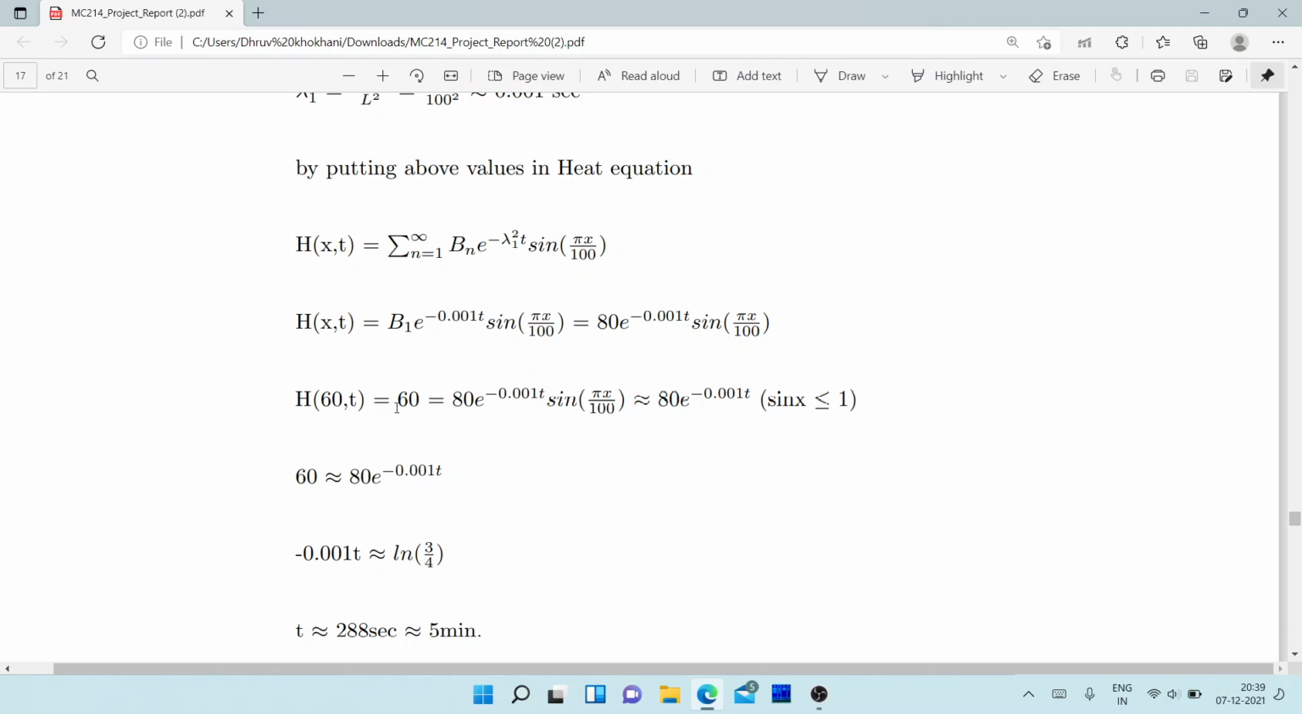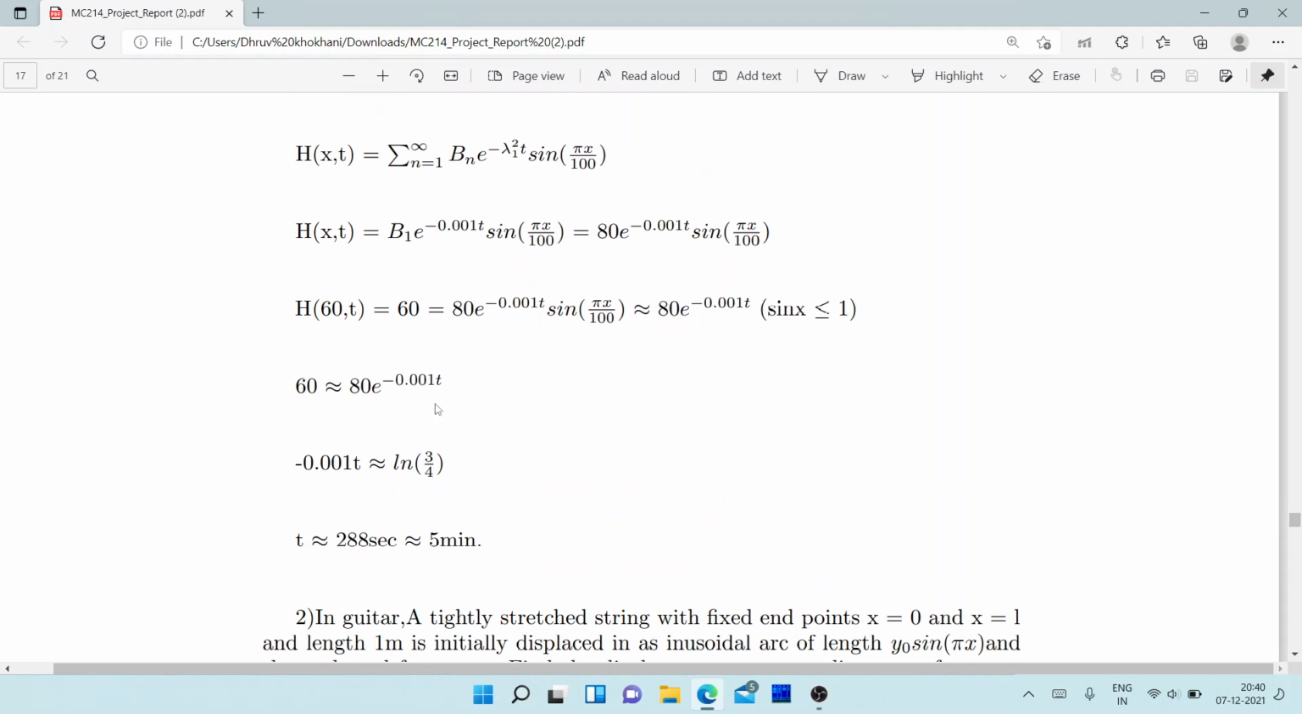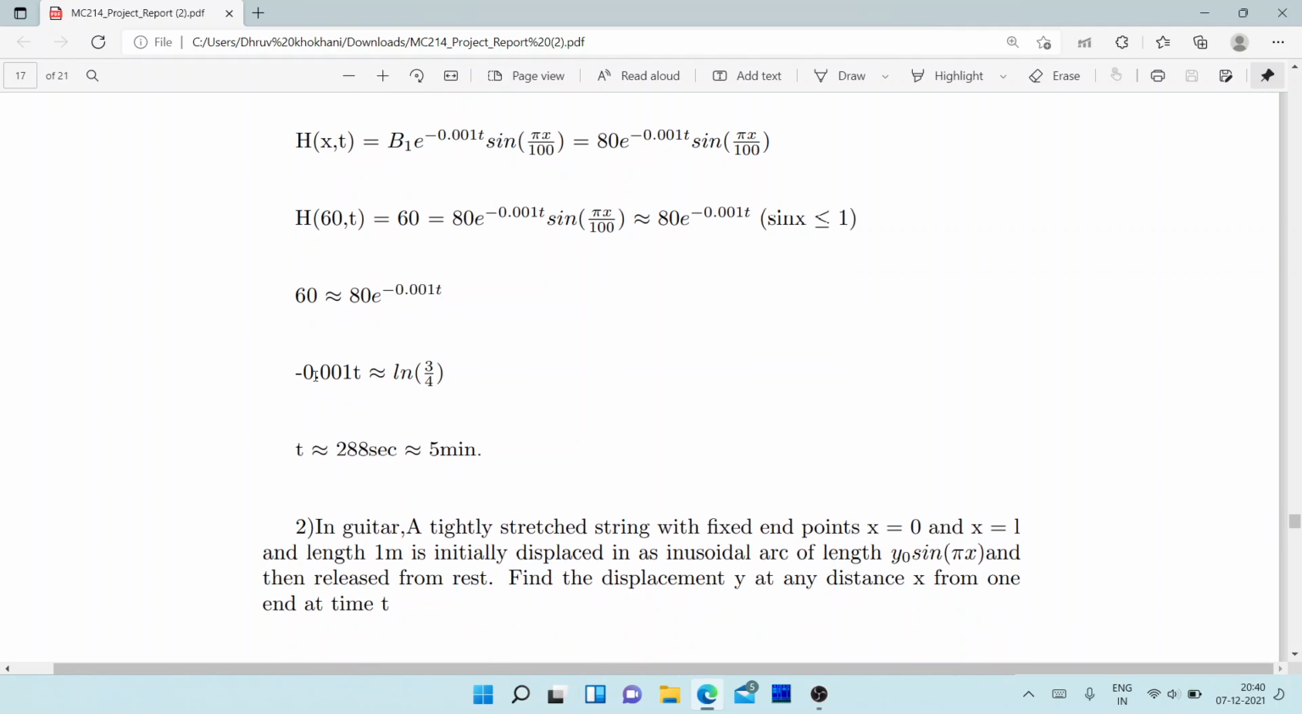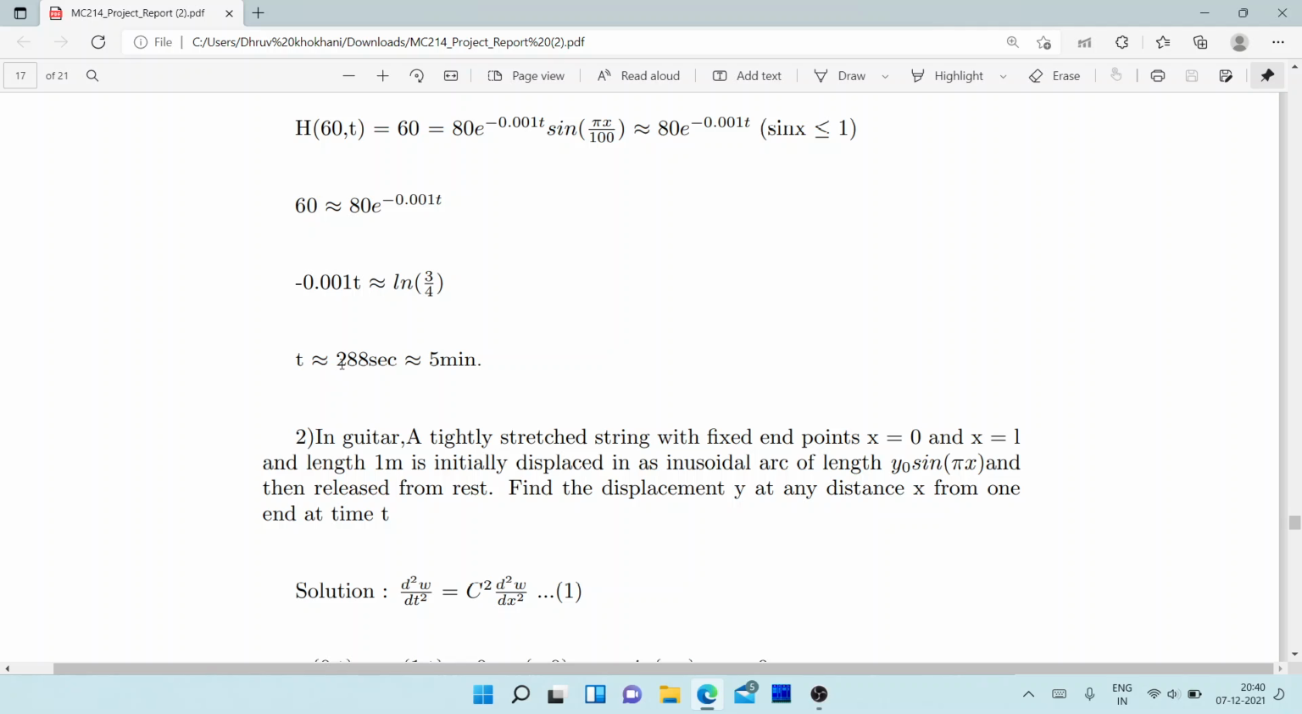So we put h of 60 comma t equal to 60, and the maximum value of sine is 1. So we ignore sine pi x over 100. So we get this equation, and we solve this equation. So we get approximately it takes 5 minutes.